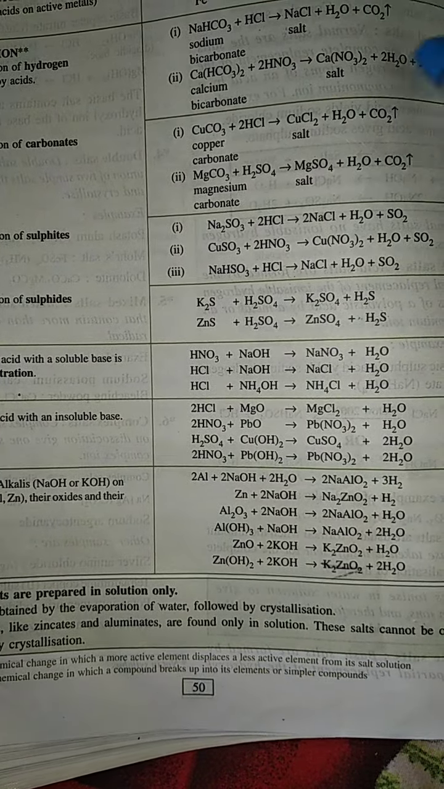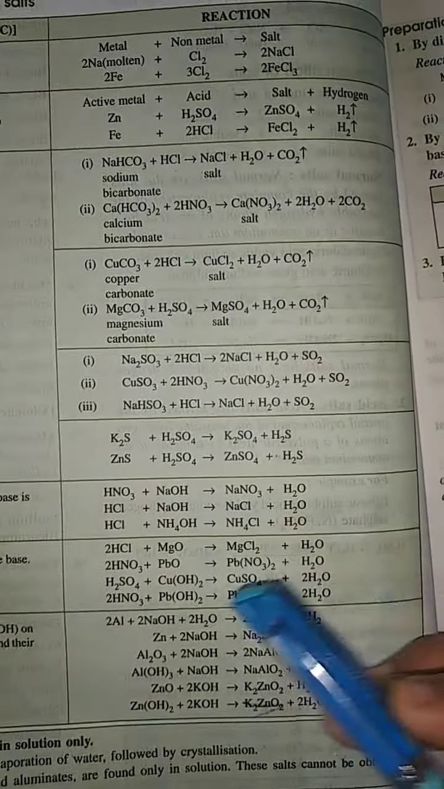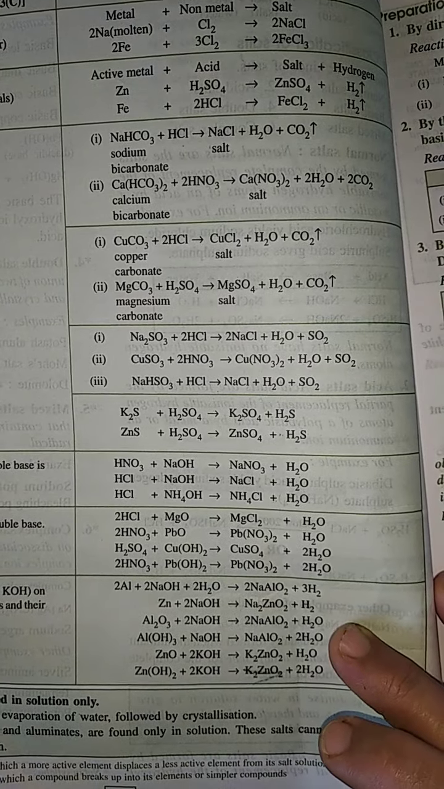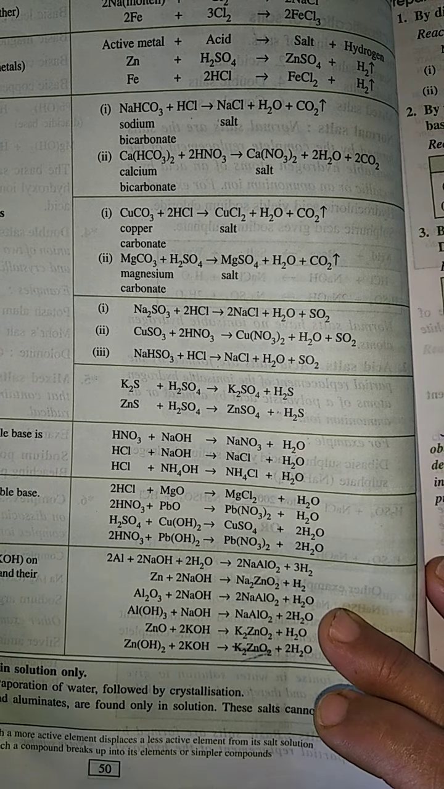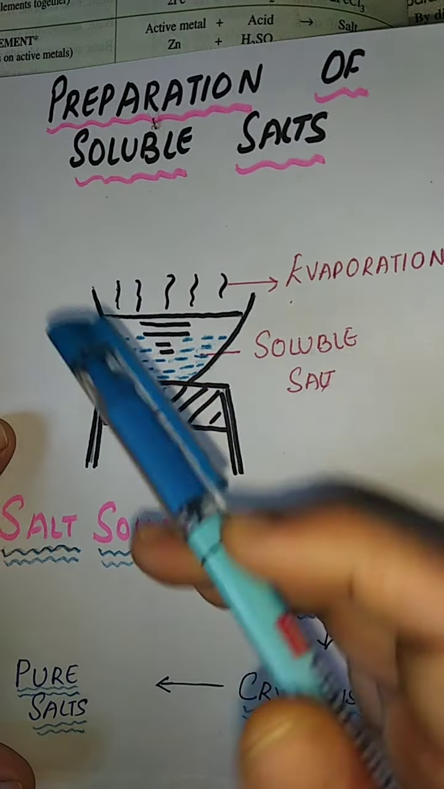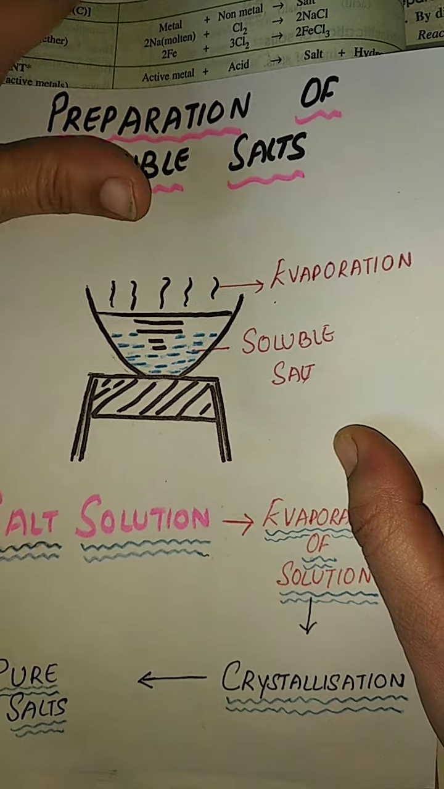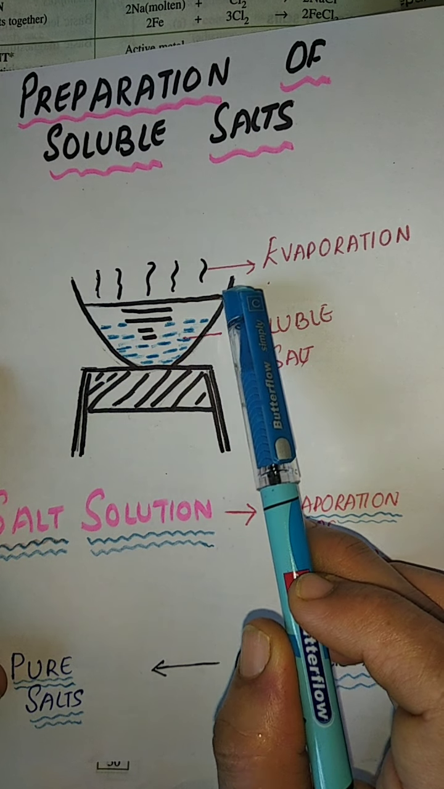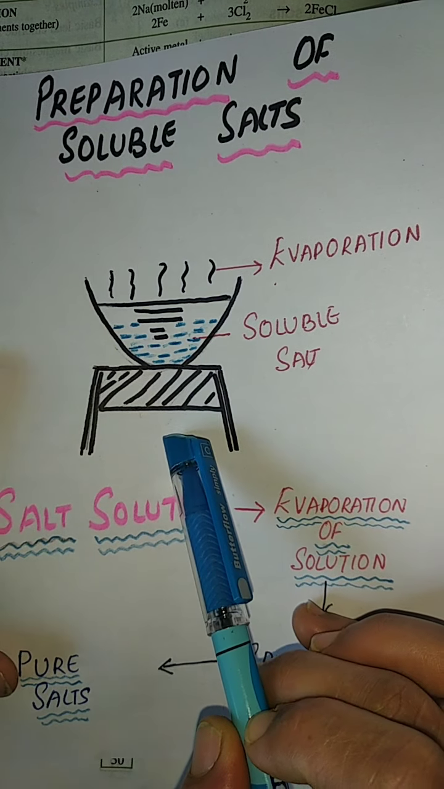Students, whatever salts we have studied just now are soluble salts, and soluble salts are always prepared in solution. And how can these be recovered? Soluble salts are taken in a china dish or evaporating dish and it is heated.